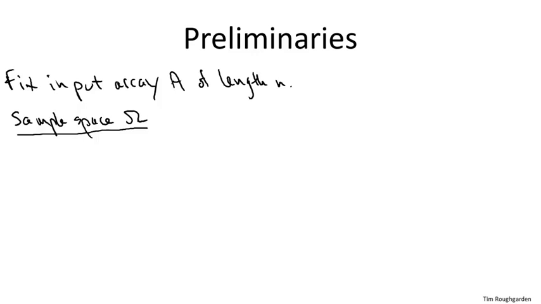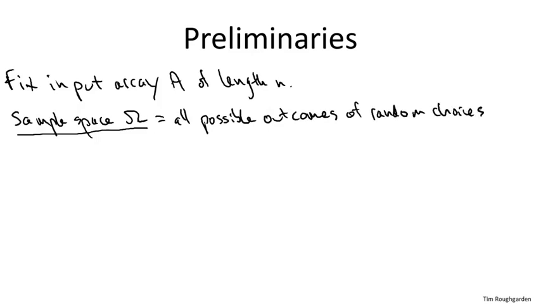Now, what's the relevant sample space? Well, recall what a sample space is. It's just all the possible outcomes of the randomness in the world. So it's all the distinct things that could happen. Now, here, the randomness is of our own devising. It's just the random pivot sequences, the random pivots chosen by quicksort. So omega is just the set of all possible random pivots that quicksort could choose.